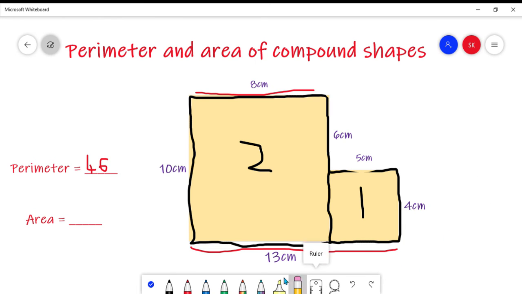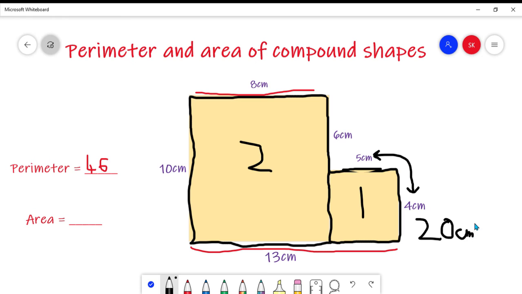Shape 1 is a small one, so we'll work out that first. You should know that to work out the area of a square or rectangle or a 2D shape, we have to times the top one, or like the width, by the length. So in this case it will be 5 times 4, which would give us 20 centimeters squared.